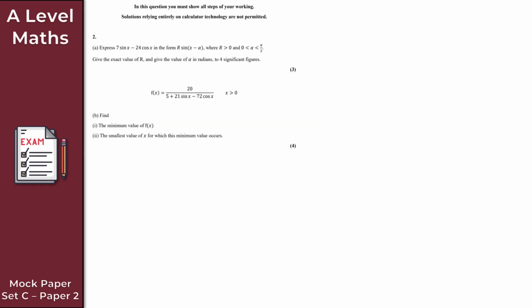So moving on to the next question, let's have a go at question 2. Starting off with part A, all we want to do here is express 7 sin x minus 24 cos x in this form here, where r is strictly greater than 0, and alpha is between 0 and pi over 2. We need to give the exact value of r, and also give the value of alpha in radians to 4 significant figures. So for part A, pretty standard stuff. This is simply the harmonic identities, or the R formulae, whichever you know this as.